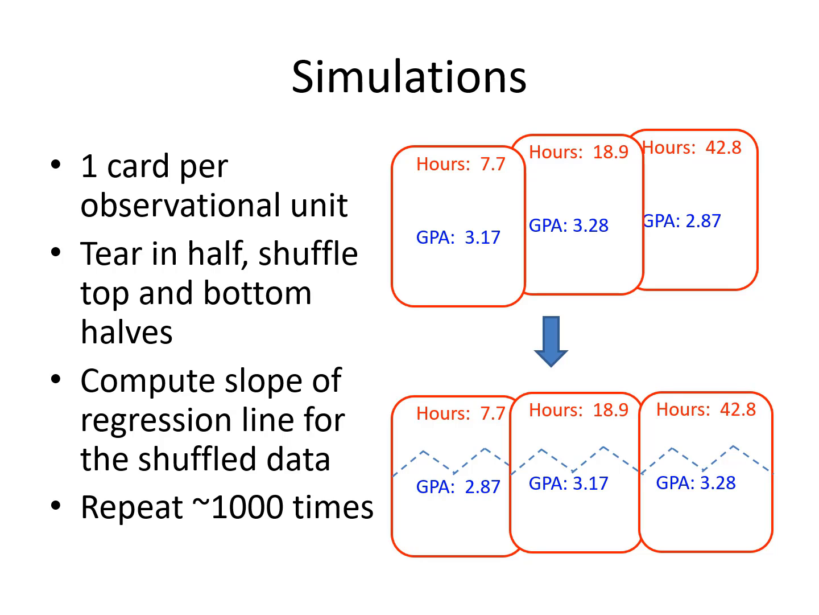We'll compute the slope of the regression line for the shuffled data. So the slope of the line of best fit will be our test statistic. And repeat this many times, say 1,000.